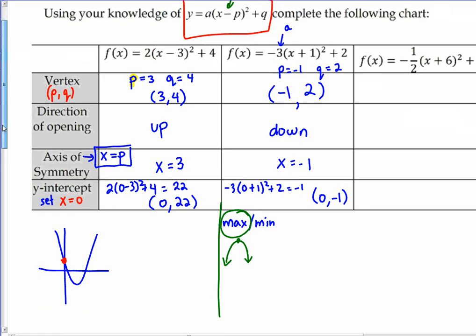If I asked you the max value, how high does this graph go? It's the q value of the vertex. So it goes as high as y equals 2, because that's the vertex. That's the highest point, (-1, 2). So the highest y value is 2. Okay. What would be the domain of this graph?